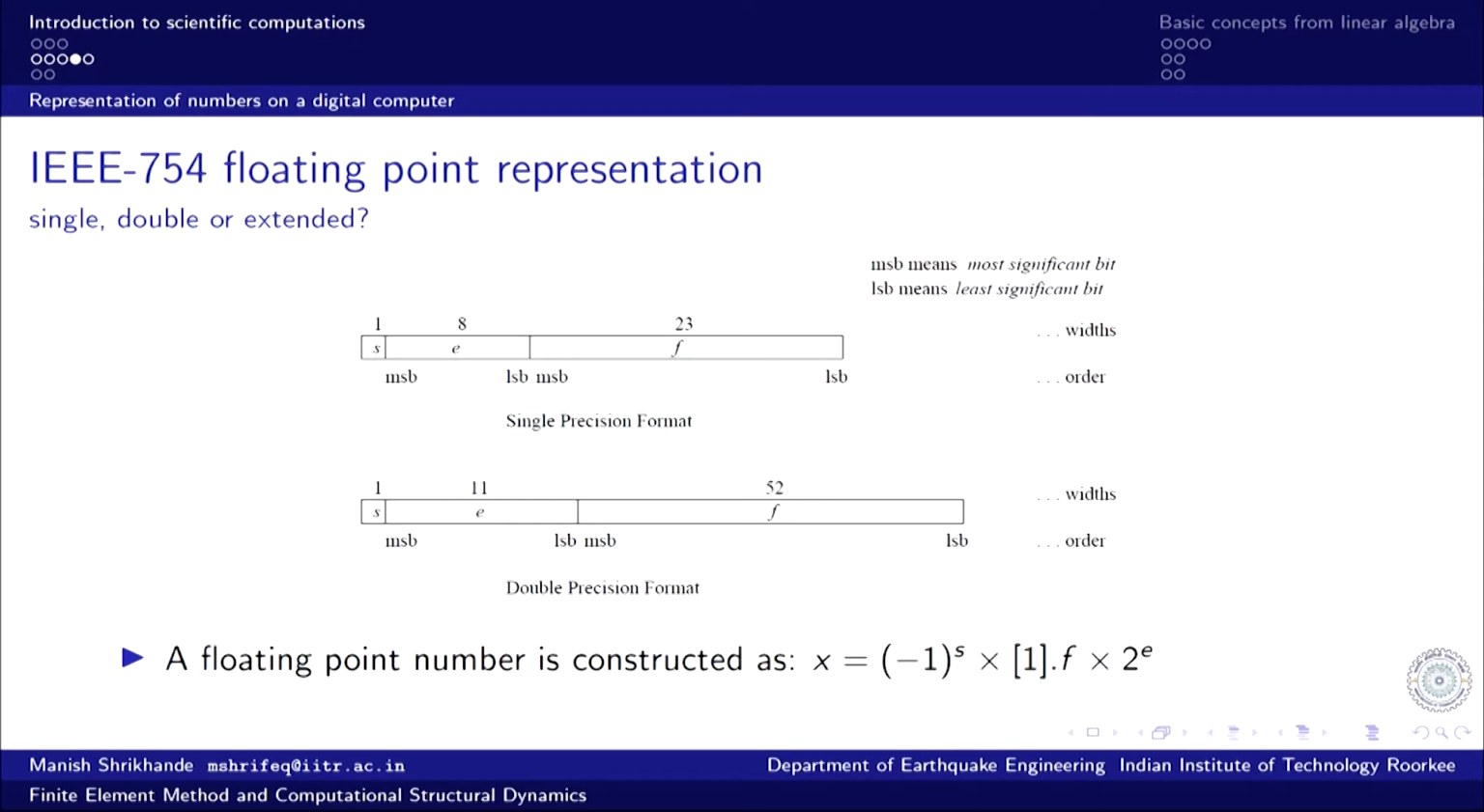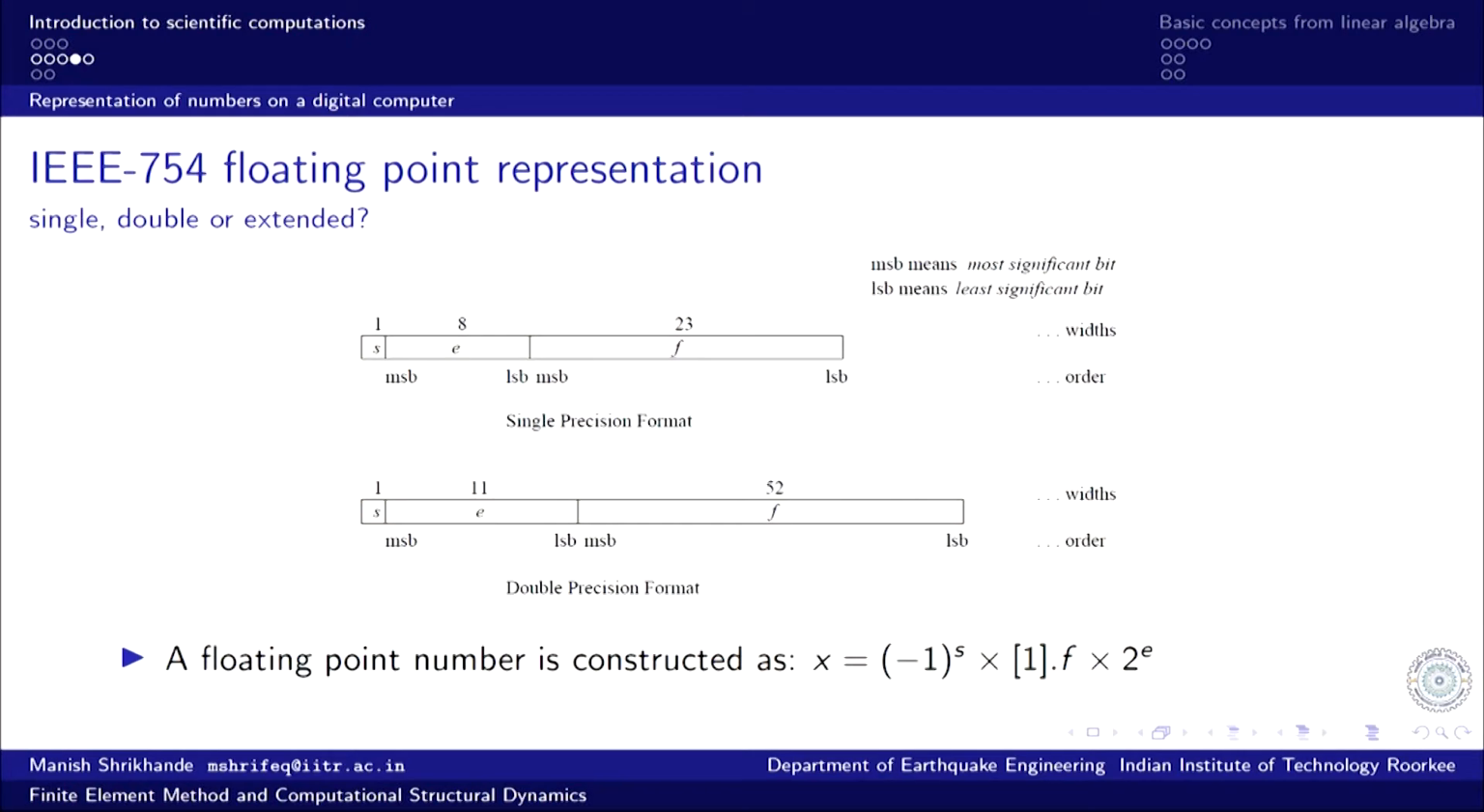Double precision is structurally similar, except that the field widths are larger. The sign bit, of course, needs no more than 1 bit, but the exponent field, instead of 8 bits, is 11 bits, and the fractional field, which controls the precision, is now 52 bits long. That gives us the basic representation, and a floating point number is constructed.